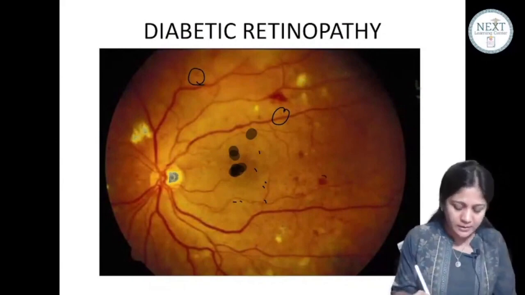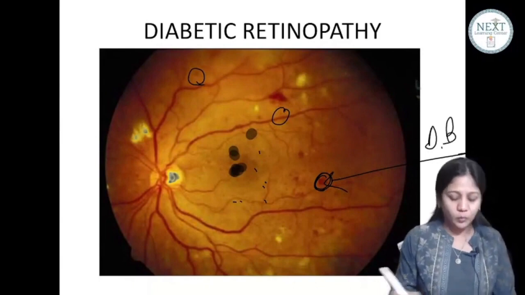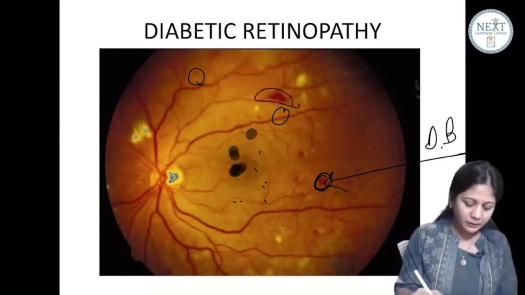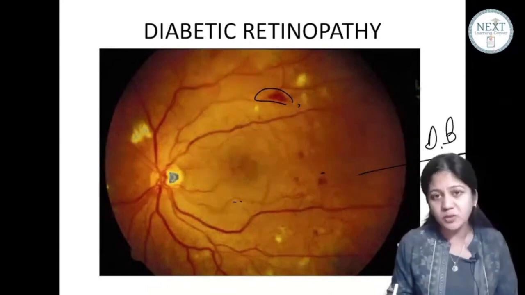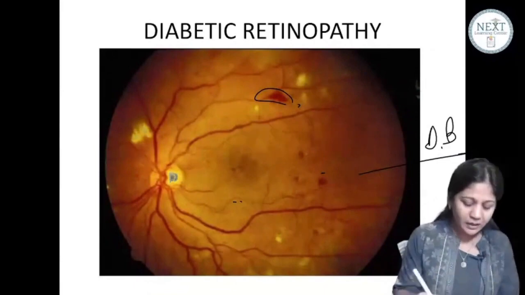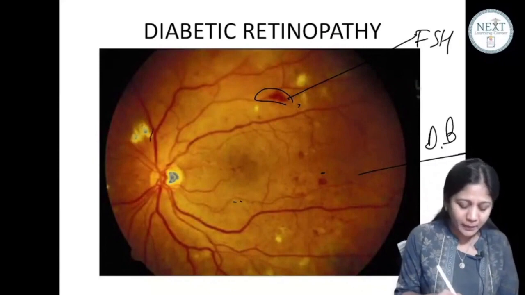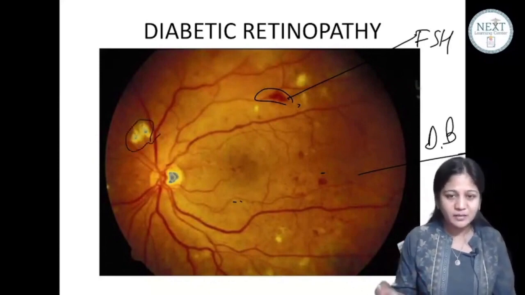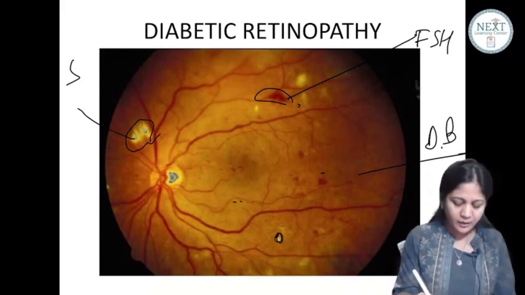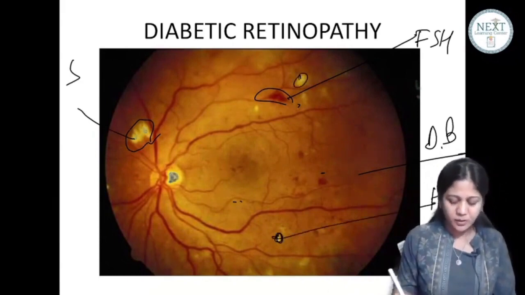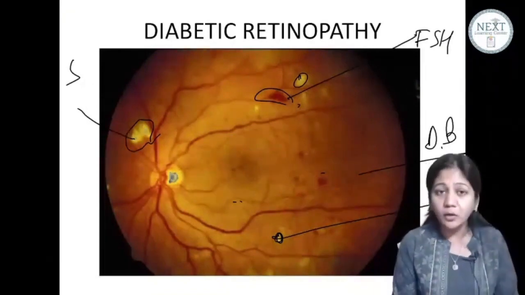ठीक है. What about this, the bigger one? ये क्या है? This is dot and blot. What is this flame shaped? बड़ा बड़ा सा दिख रहा है आपको? This is a flame shaped hemorrhage. ठीक है, ये flame shaped है. ये क्या है? बड़ा सा cotton जैसा fluffy. This is your soft exudate. What about this one? Short, small, well defined. This is your hard exudate. So this is your non-proliferative stage.